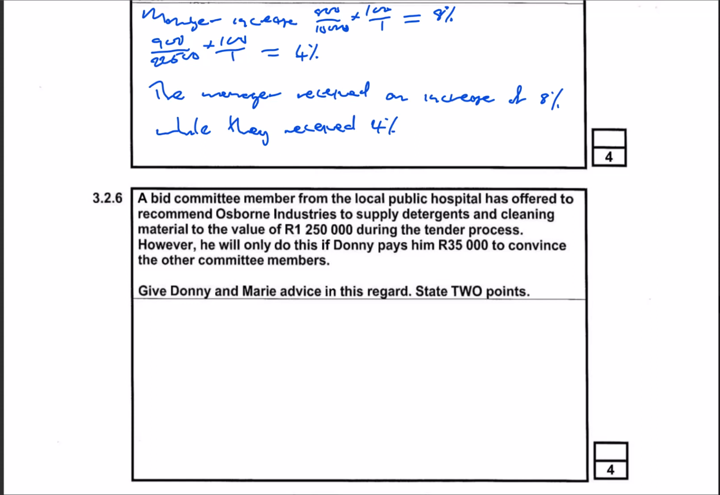to supply detergents and cleaning material to the value of 1,250 during the tender process. However, he will only do this if Donny pays him 35,000 to convince the other committee members. I'd give Donny and Mary advice, right? There are 2 points, right? This is a bribe, number one. It is a bribe and unethical, right? The bribe and unethical.